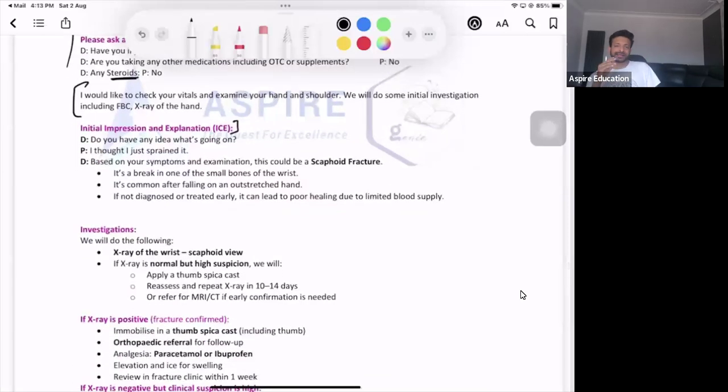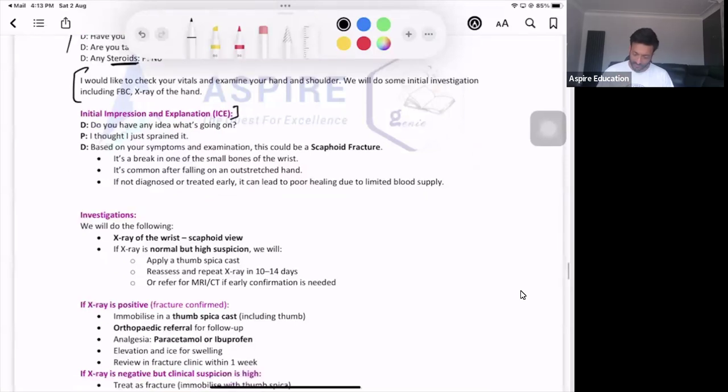Now, okay, so X-ray we have sent, but with this much history that you have got, the patient has got pain, the patient has fallen on an outstretched hand, what comes to our mind? What comes to our mind? It's a scaphoid fracture. That is what we are suspecting, right? It's a break in one of the small bones of the wrist, and it's common after falling on an outstretched hand. If not diagnosed or treated, it can lead to poor healing and limited blood supply.